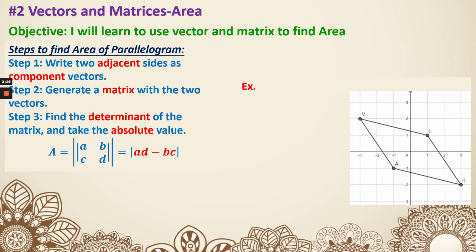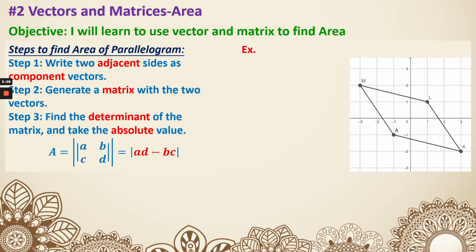Step 1, write two adjacent sides as component vectors. Adjacent means they are next to each other. So for example, we can choose to do AK. To write the vector, we are going to need to go from A to get to K, or you can use the coordinates K subtracting A. But in this case, horizontal first, 1, 2, 3, going to the right, 4, and then going down 1. So 4, -1 is AK.